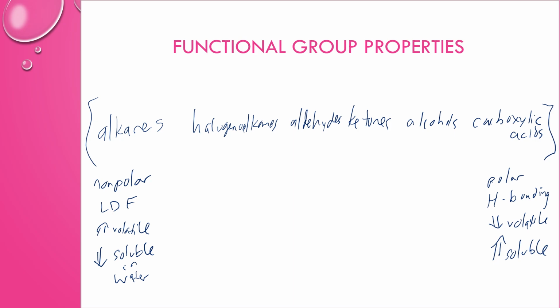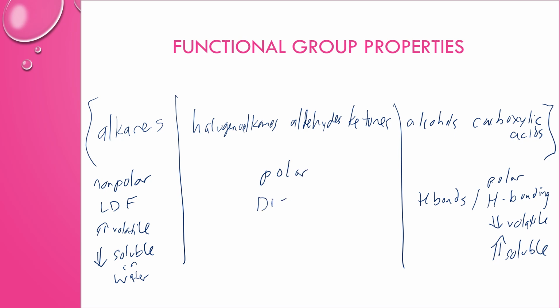Now, let's look at the intermolecular forces a little closer. Alcohols and acids will both have those hydrogen bonds. Halogenoalkanes, aldehydes, and ketones will be polar molecules and have dipole-dipole interactions. They won't have hydrogen bonds because you don't have that hydrogen attached to fluorine, nitrogen, or oxygen, but you will have dipole-dipole interactions, which are stronger interactions leading to less volatility and greater solubility in water.